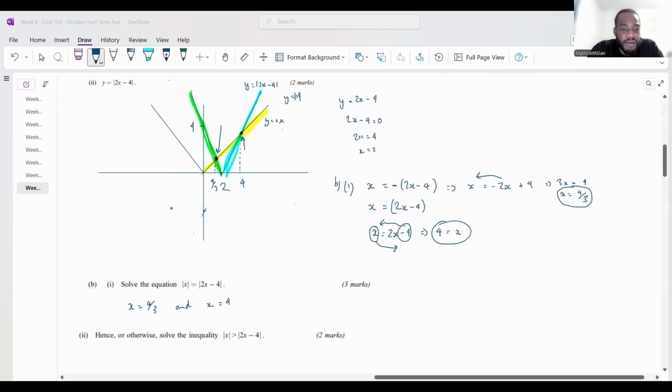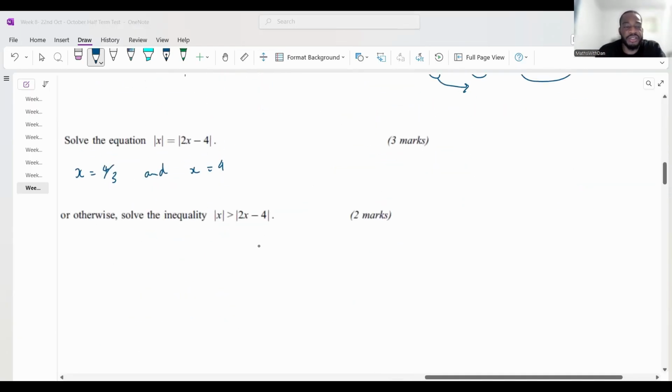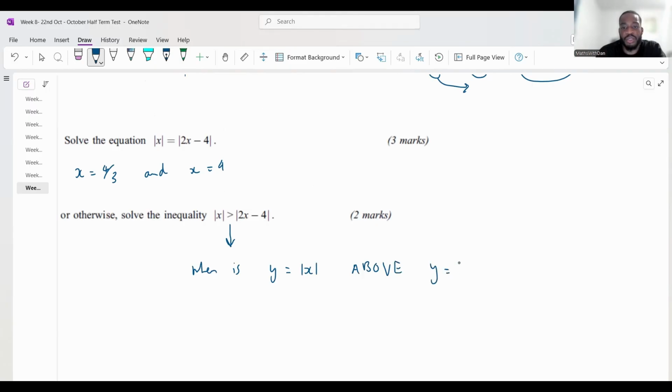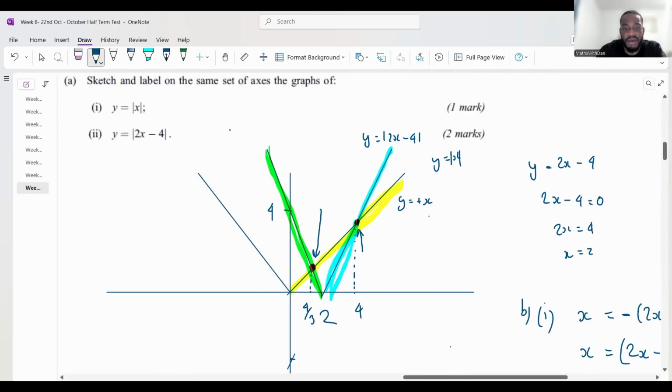Part (b)(i). It says, hence or otherwise, solve the inequality: the modulus of x is greater than the modulus of 2x minus 4. Well, we've got everything we need. We've got the two graphs. Greater than, remember, I used to love these questions when I was your age. Literally, all this is saying is, when is y equals the modulus of x above y equals the modulus of 2x minus 4? There's no maths needed in this. It's just a looking problem. You're just looking at the picture. When is this V above that V?